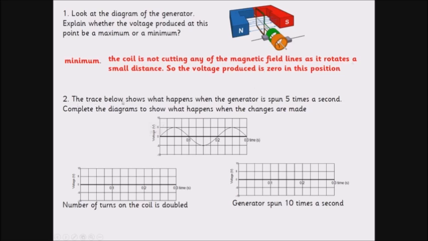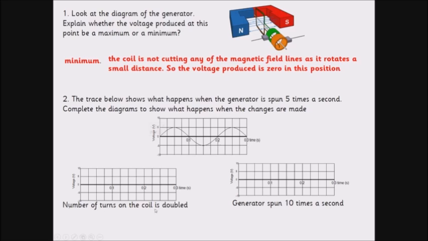And next up, the trace below, this trace here, shows what happens when the generator is spun 5 times a second. Complete the 2 graphs below to show what happens when the changes are made. So this is 5 times a second. You can see it goes all the way up and all the way down in 0.2 seconds. So if you imagine in 1 second, this will go all the way up and all the way down 5 times, because 5 times 0.2 is 1.